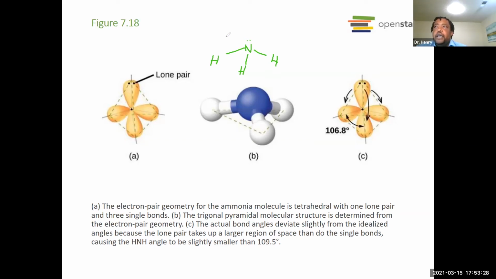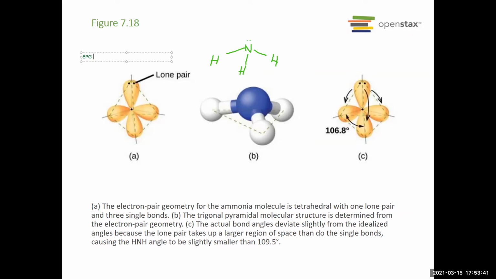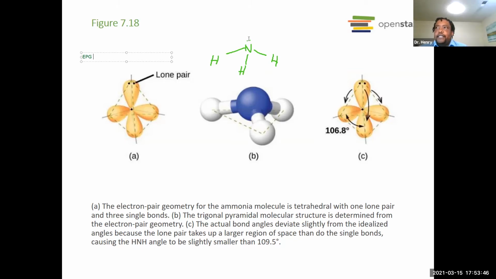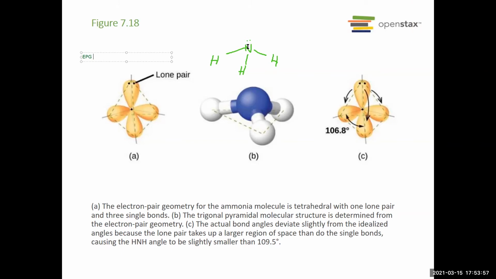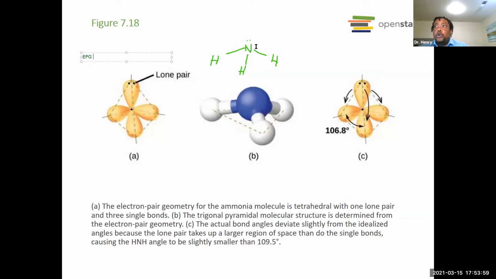So what would be the electron pair geometry? Trigonal planar. Not trigonal planar. Remember, if this acts as if it has 4 attachments, what was the shape if you had 4 attachments before? Tetrahedral. So it's going to have the same number of attachments. The lone pair is going to count as an attachment for the electron pair geometry. So it's going to be tetrahedral.